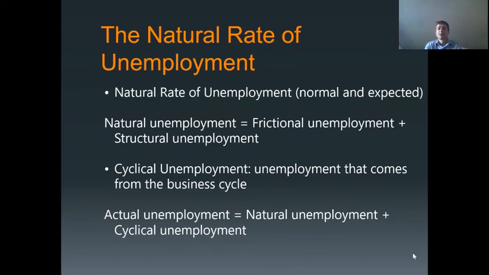Cyclical unemployment, that is the one that is not natural. It comes from the business cycle, and that is sort of the bad unemployment. This is when we're in a recession and people have to be laid off quickly because businesses are failing or businesses can't support them anymore. So cyclical unemployment is the one coming from the business cycle when we have downturns. The actual rate of unemployment, if you have to add it all up, is the natural rate of unemployment, which is frictional and structural, plus cyclical. So all three of those together get you your actual unemployment rate.